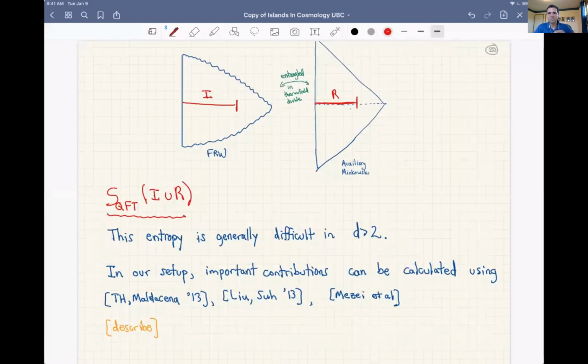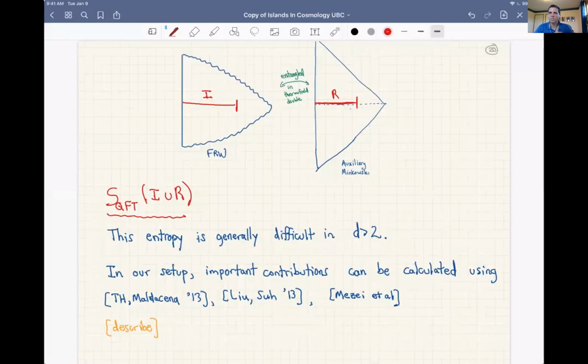These matter entropies of I union R are generally very difficult to calculate. In two dimensions you can calculate them, but in higher than two dimensions there's almost no case where you can calculate the matter term in the island rule. Even in the case of the evaporating black hole, we don't know how to calculate this matter term. There are some general arguments for what form it has, but since you can't actually calculate it, you can't find the quantum extremal surface, as far as I know, for the evaporating black hole, say in four dimensions.